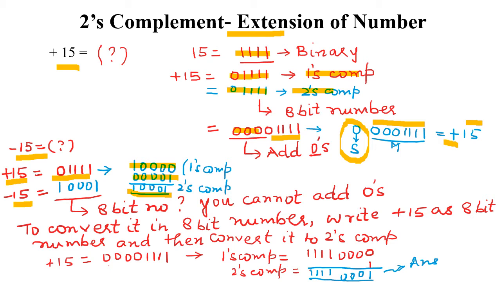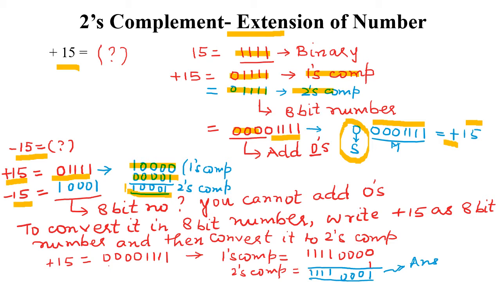To convert it into an 8-bit number, I cannot add 0 in front of this because as soon as I add 0 in front of it, it becomes a positive number and I have to represent minus 15. I cannot add 0 in front of the 1 because it will represent a different number when I convert it back to decimal value. So now, what do we do to convert minus 15 into an 8-bit number?